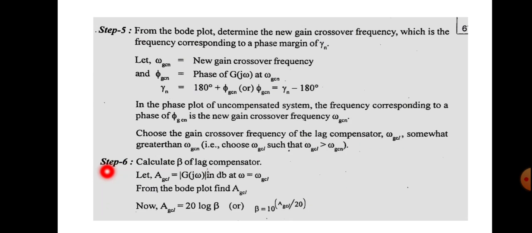Next is step 6, where we calculate the value of beta. We have the equation AGCL equal to 20 log beta, where AGCL is the magnitude of G(jω). That value will be obtained from the graph. We have chosen a value of omega GCL. Corresponding to that omega GCL, there will be a particular gain obtained from the Bode plot, and that gain value will be equal to AGCL. Since AGCL equals 20 log beta, from that equation we get the beta value. So beta will be equal to 10 raised to AGCL by 20.